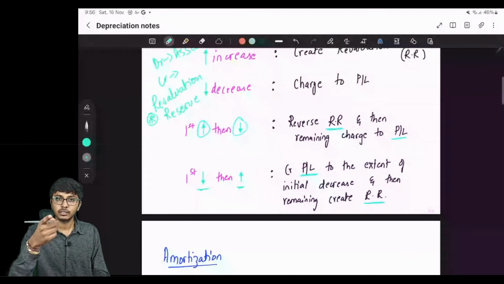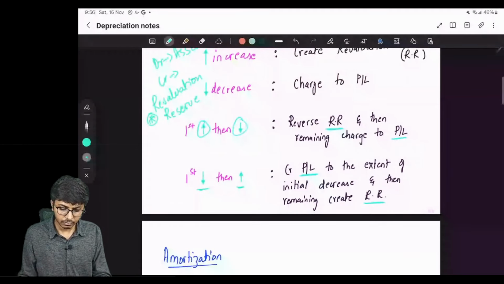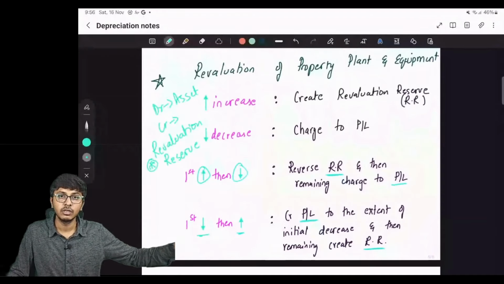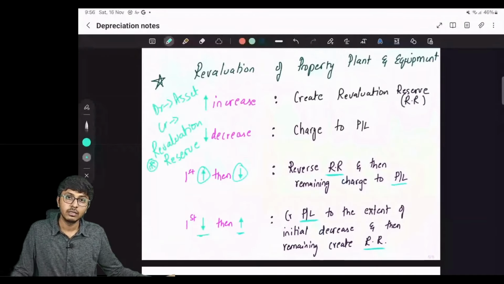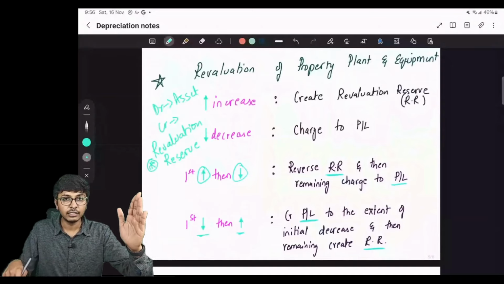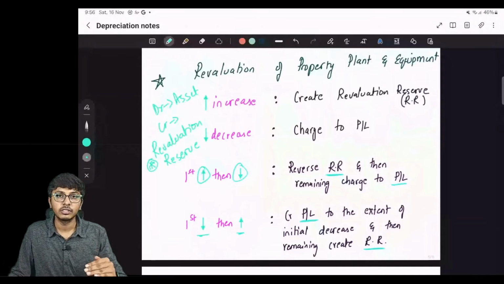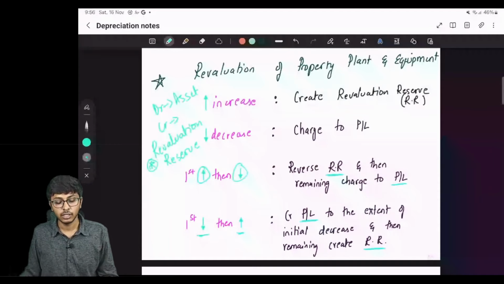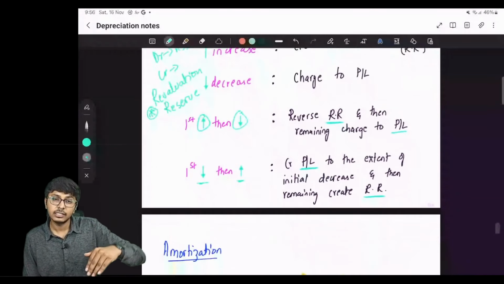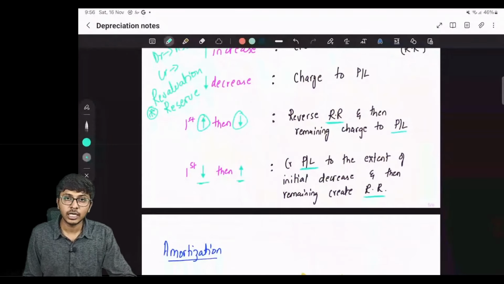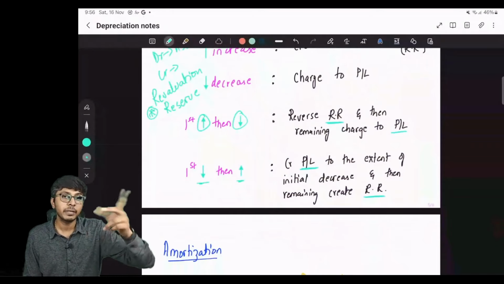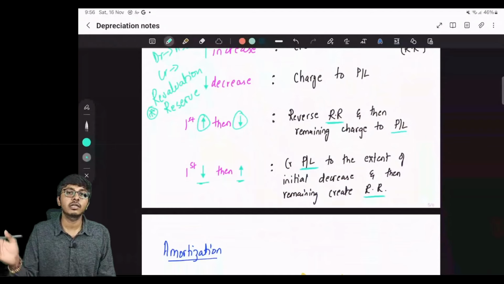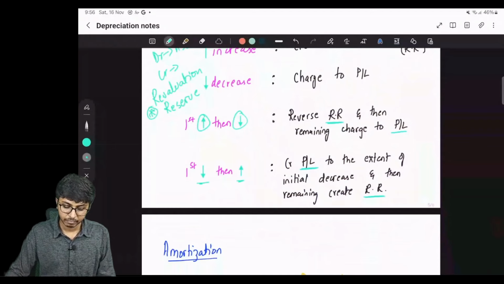Did you get it? Very easy. So first-time increase, revaluation reserve. First-time decrease, P&L. First-time increase, then decrease: reduce the revaluation reserve to the extent you had increased, then if you want to decrease even further, P&L. Then first decrease, then increase: you would have charged to P&L, so reverse that P&L effect, then transfer the remaining balance to revaluation reserve. Okay, easy.